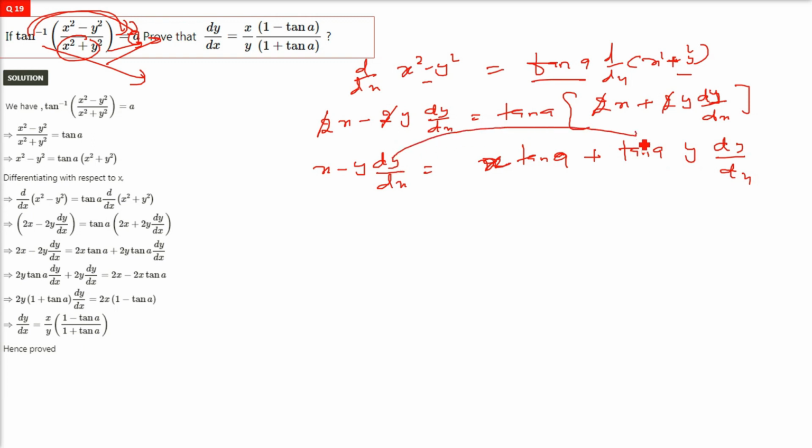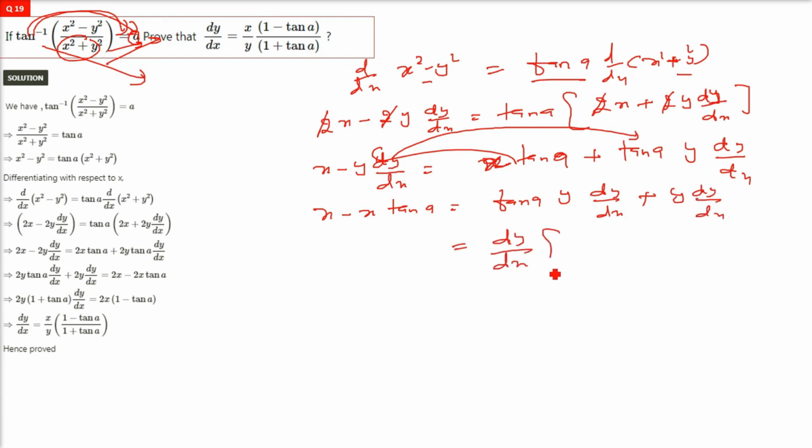Now dy by dx I'm bringing it here so that it becomes plus, and x tan A on the left hand side. So x minus x tan A is equal to, so we have tan A y dy by dx plus y dy by dx. Now take this dy by dx common. What is remaining? You will get y tan A. Oh, y is constant common. So let us take y outside. So it will be only tan A plus 1. So 1 plus tan A you can write. Alright. This is x. You can take x common, 1 minus tan A here.